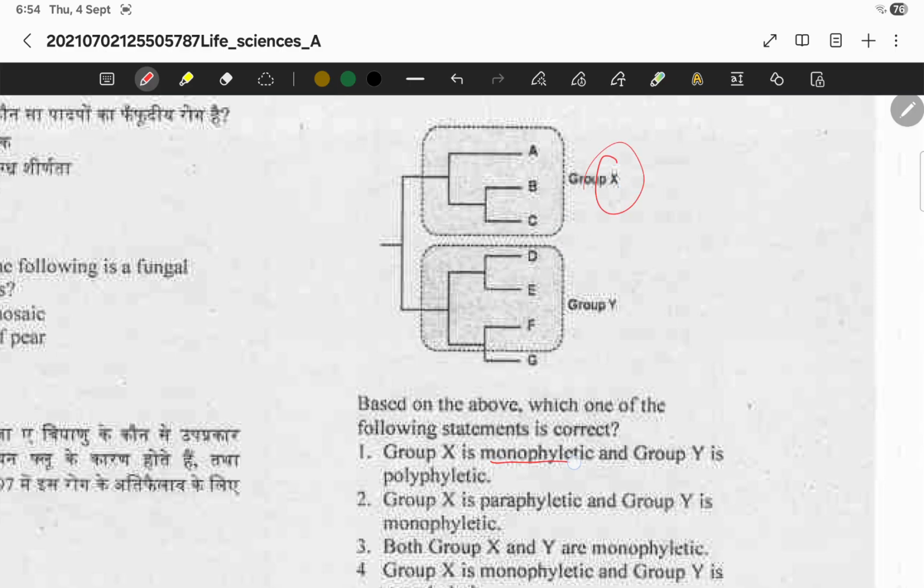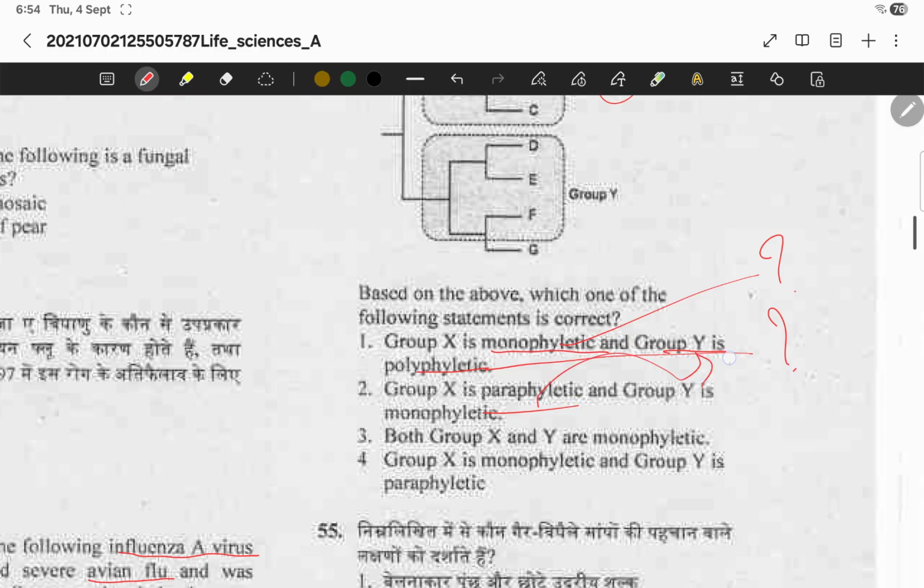This group X is monophyletic and group Y is polyphyletic. I don't remember the meaning of this. What is paraphyletic? Monophyletic, paraphyletic. I don't know. There's no other word for it. I don't know.